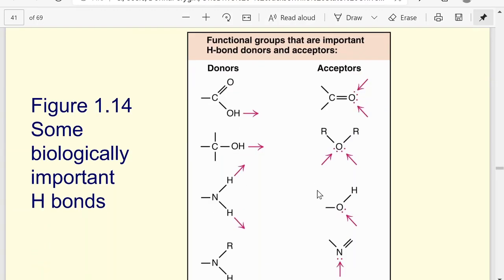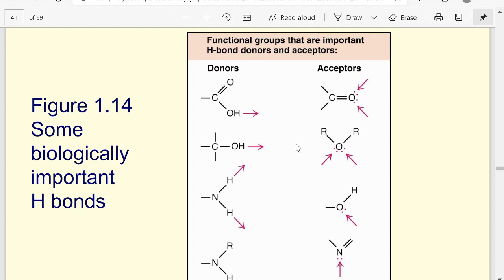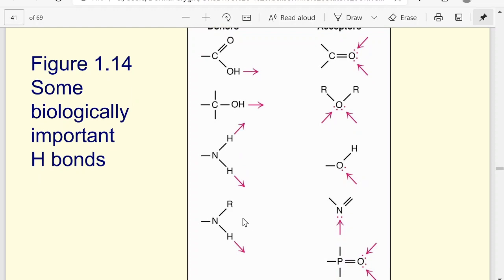All right, and so here are some good hydrogen bond donors and acceptors, the species that can be hydrogen bond donors and acceptors. The carboxylic acid can be a hydrogen bond donor. This hydrogen can be received by a partial negative on something else. Okay, and so here's an alcohol that can be a hydrogen bond donor. We have an amine, a primary amine and a secondary amine, that can be hydrogen bond donors.